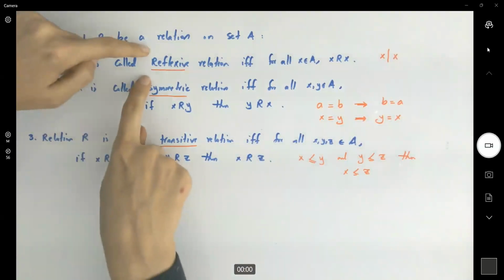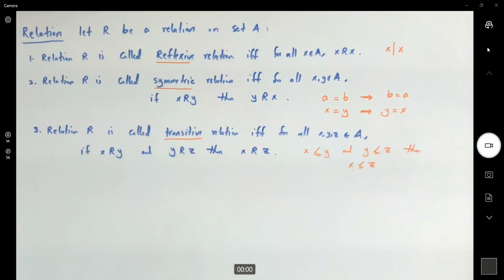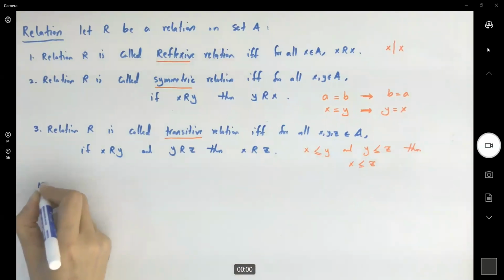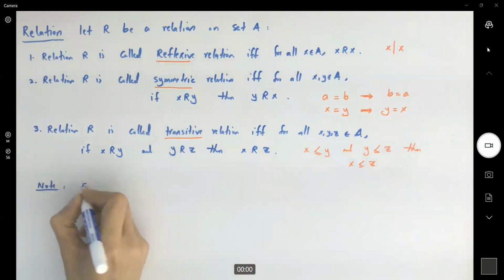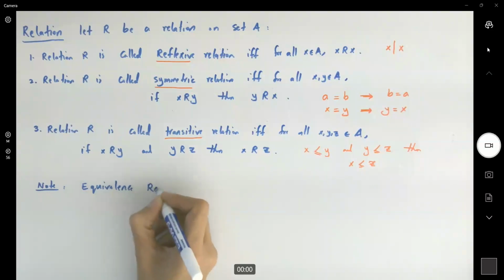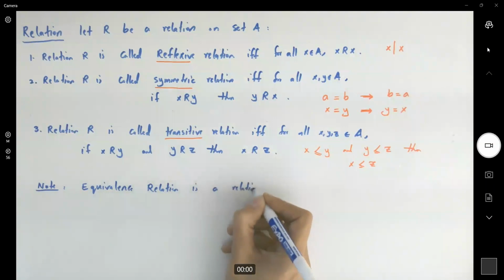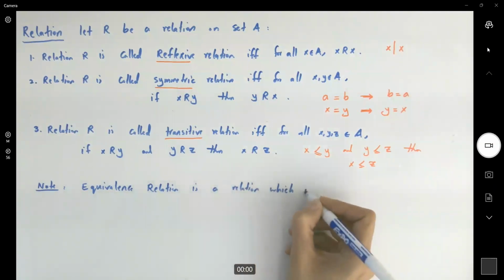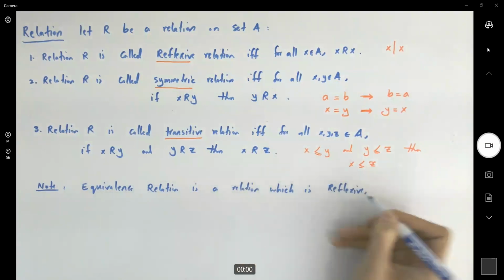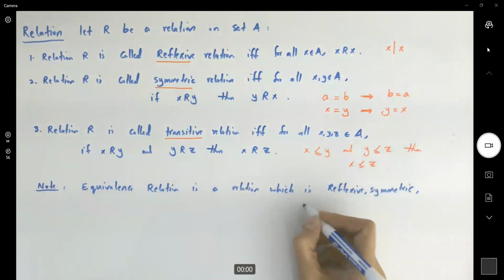If a relation is reflexive, symmetric, and transitive, you call it an equivalence relation. Note that an equivalence relation is a relation which is reflexive, symmetric, and transitive.